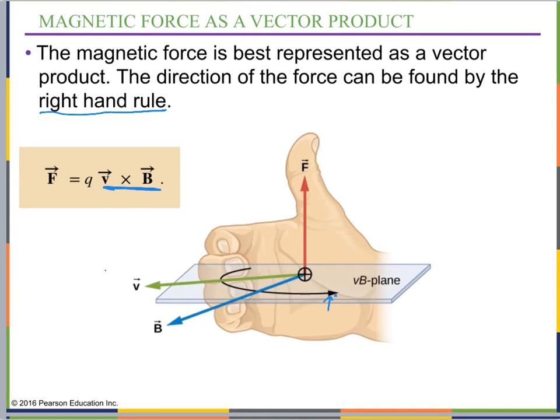And if you position your hand so that you can curl your fingers in the direction of the magnetic field, then the way that your thumb points is the direction of the cross product. And so for this case, it's the direction of the force. That would be as long as Q is positive. If Q is negative, then you have to flip it, and then that's the direction of the force.